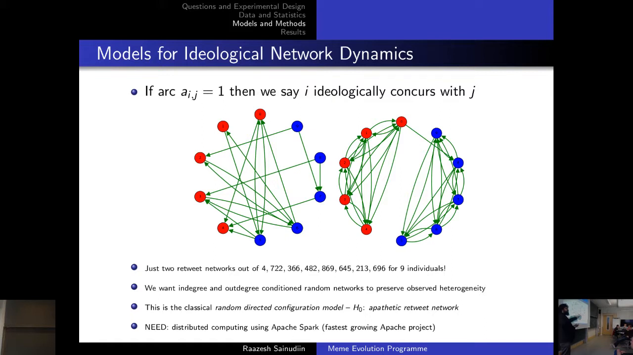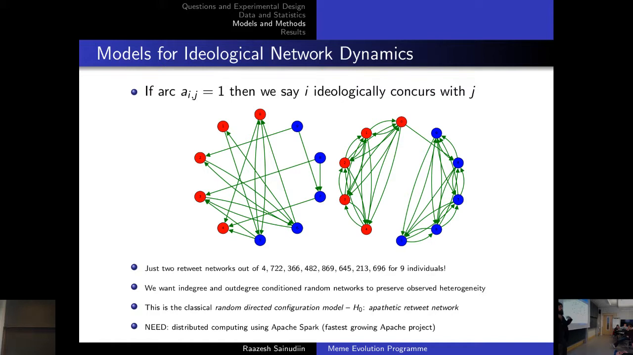In degree is the number of edges that come to a particular node, and out degree is the number of edges that go out of a particular node. So for every node in our observed network, we have an observed in and out degree, right? That is the number of times someone retweeted this guy, and the number of times this guy retweeted someone else. Those in and out degrees in the observed network, I want that to be preserved all the time.